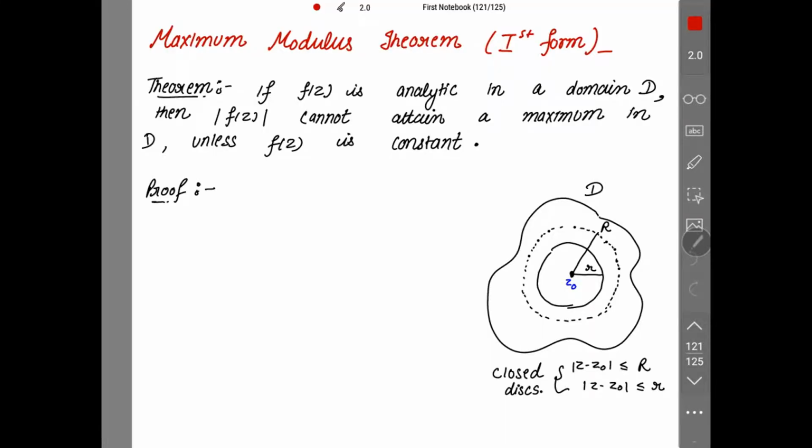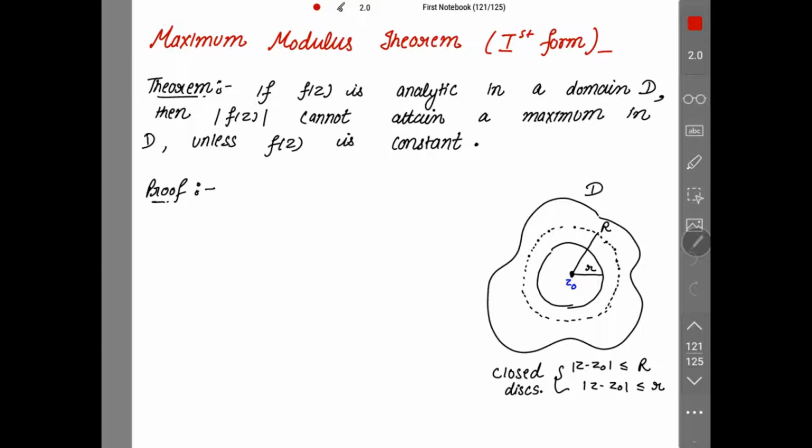So we are going to start now the maximum modulus theorem. This theorem has two forms. The first form is, if f(z) is analytic in a domain D, then mod of f(z) cannot attain a maximum in D unless f(z) is constant, which means mod of f(z) attains a maximum in D if and only if f(z) is constant. This we have to prove.